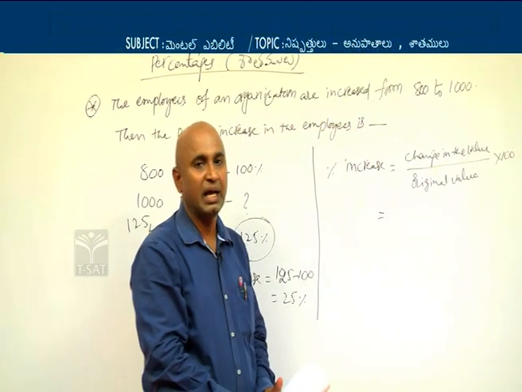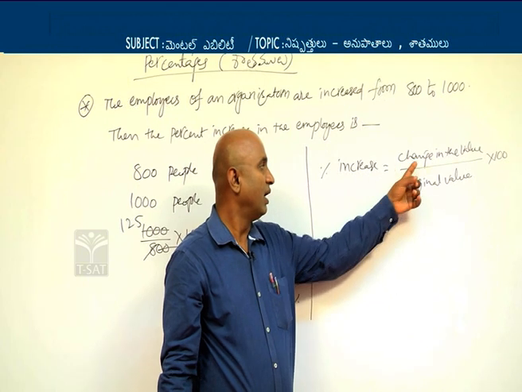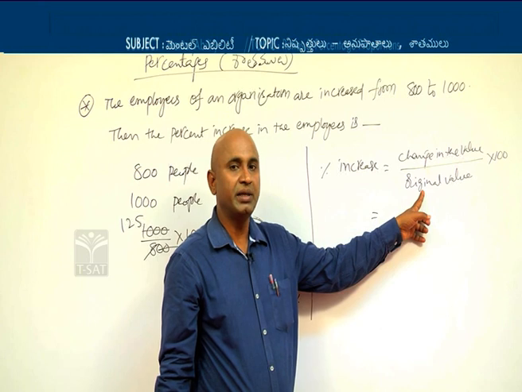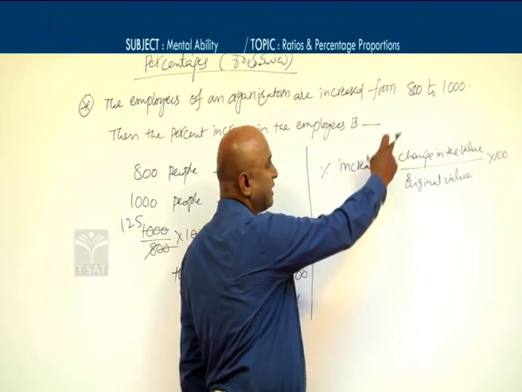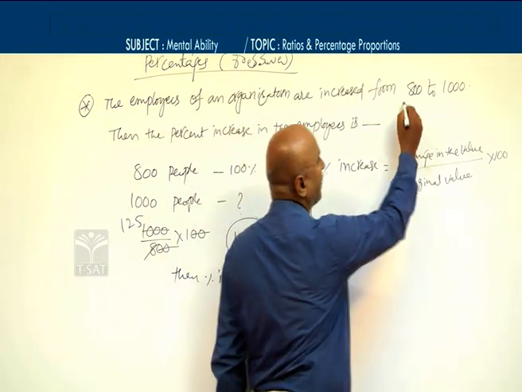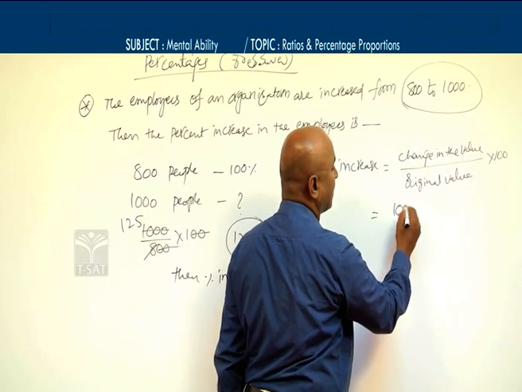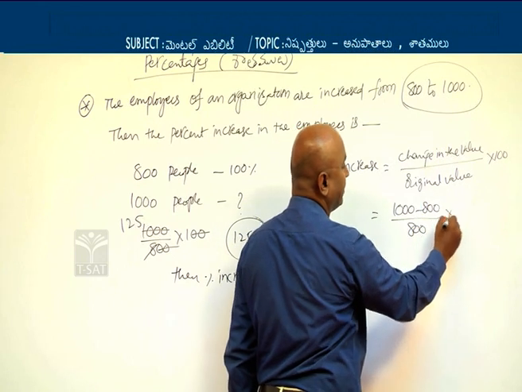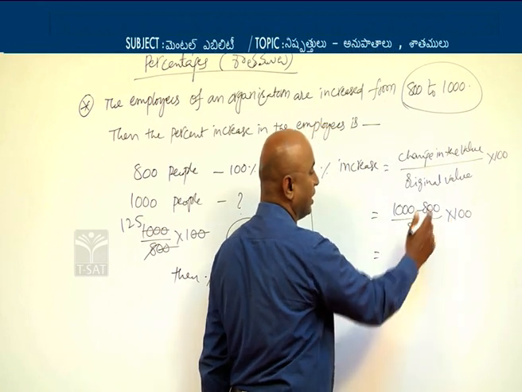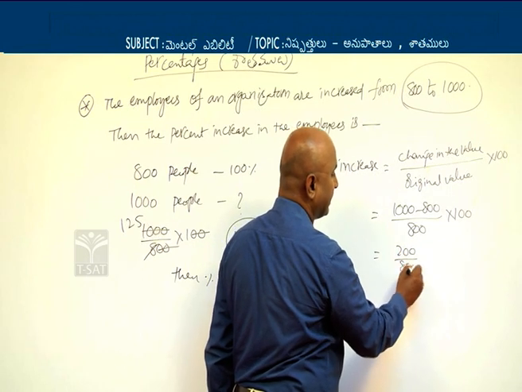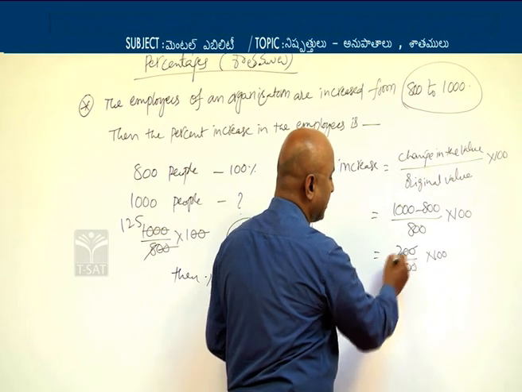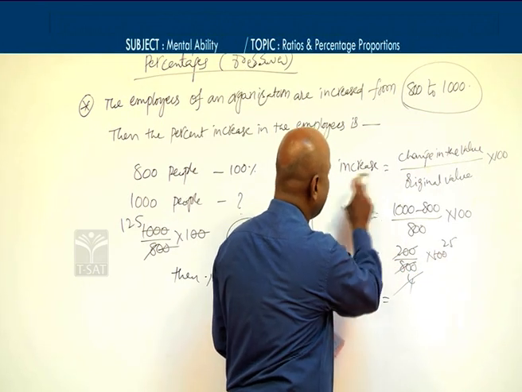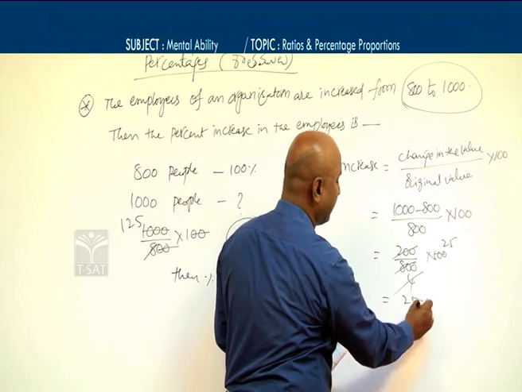శాతంలో పెరుగుదల లేదా తగ్గుదల ఈజ్ ఈక్వల్ టు విలువలలో వ్యత్యాసము బై మొదటి విలువ ఇంటూ 100. The change in the value is from 800 to 1000, that is 1000 minus 800 by original value 800 into 100, that is equal to 200 by 800 into 100. 200 ones, 200 fours, 4 ones, 425s. So percent increase is equal to 25%.